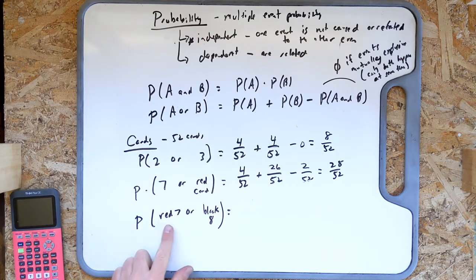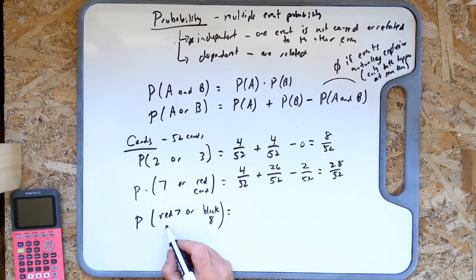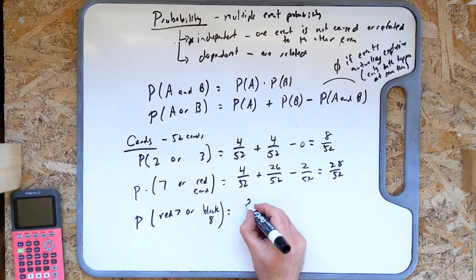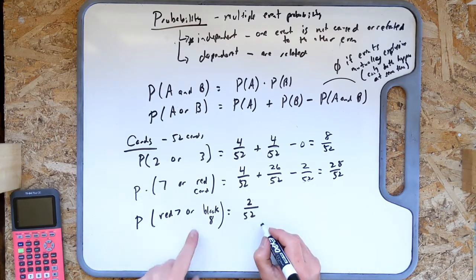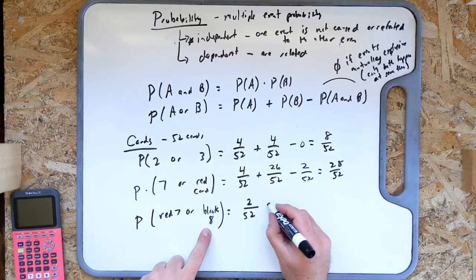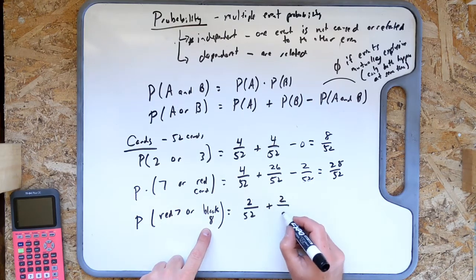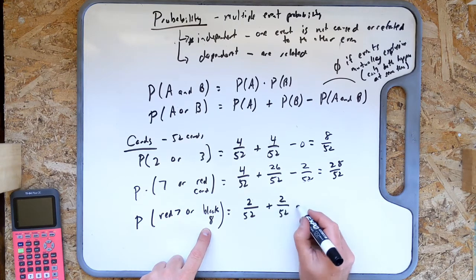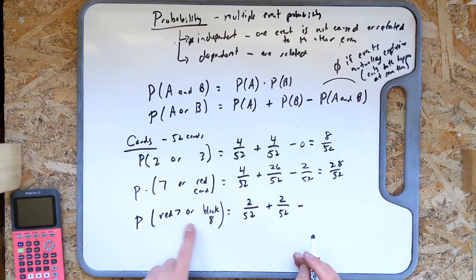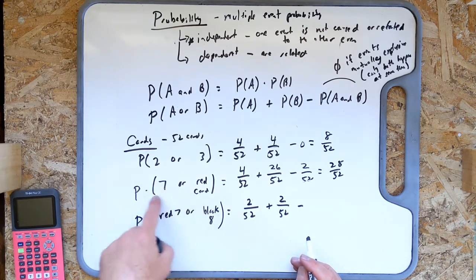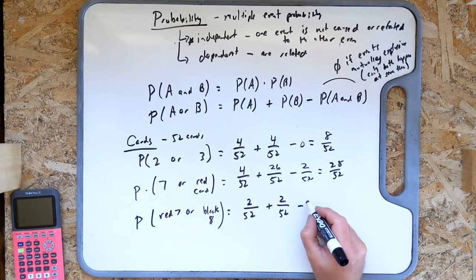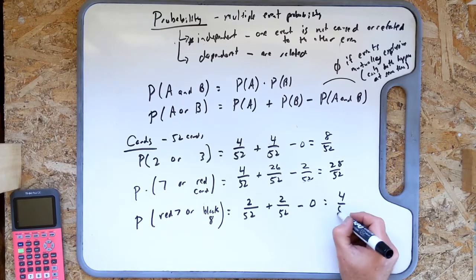Okay, if you're back, again an or, so you're just adding them. What is the probability of a red 7? There are 2 red 7s out of 52 cards. And what is the probability of getting a black 8? There are 2 black 8s, the 8 of spades and the 8 of clubs, out of 52 cards. What is the probability of a red 7 and a black 8? You can't get those simultaneously. It's not like here where you can get a red 7 that is also a 7. You can't get a black 8 and a red 7 if you're pulling one card out. So this is just 0, or 4 fifty-seconds total.